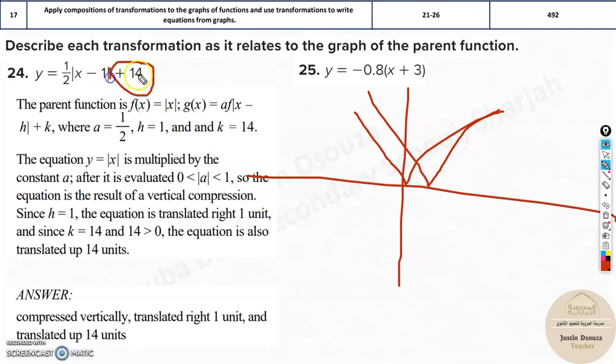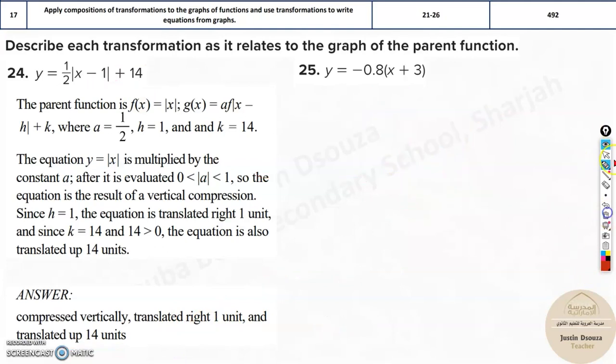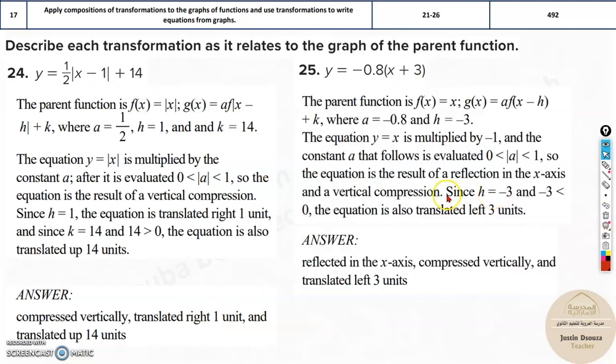Up and down is outside. This is translated up by 14 units. And since over here, if it's minus, you need to take a right. Plus is minus, because we have to equate that to 0, and it will be x equals 1, positive 1. So it is translated right by 1 unit. This is the answer. Same way, please do the other ones.